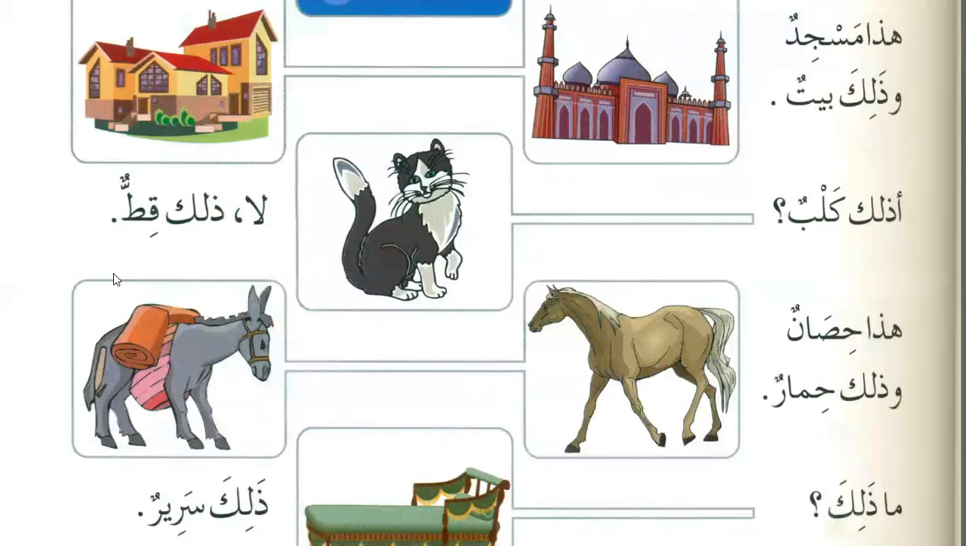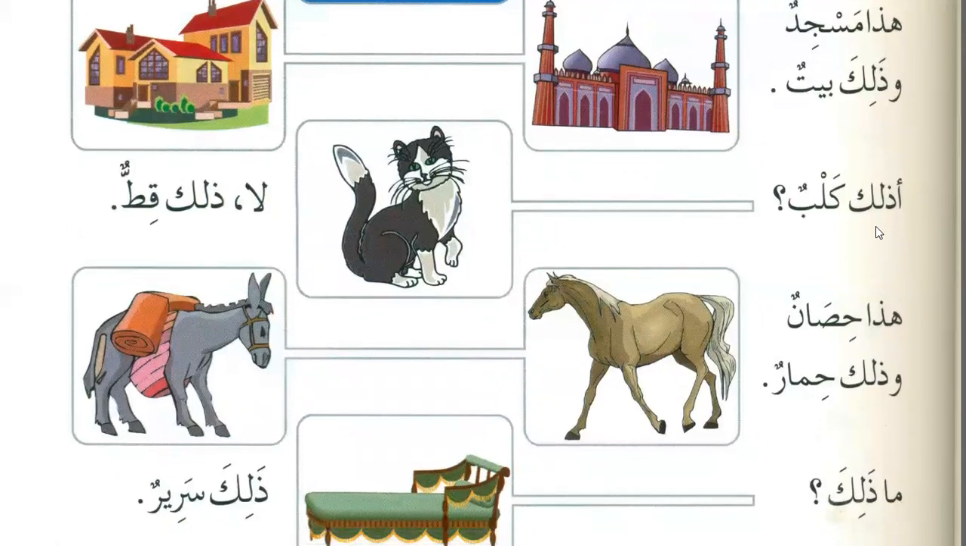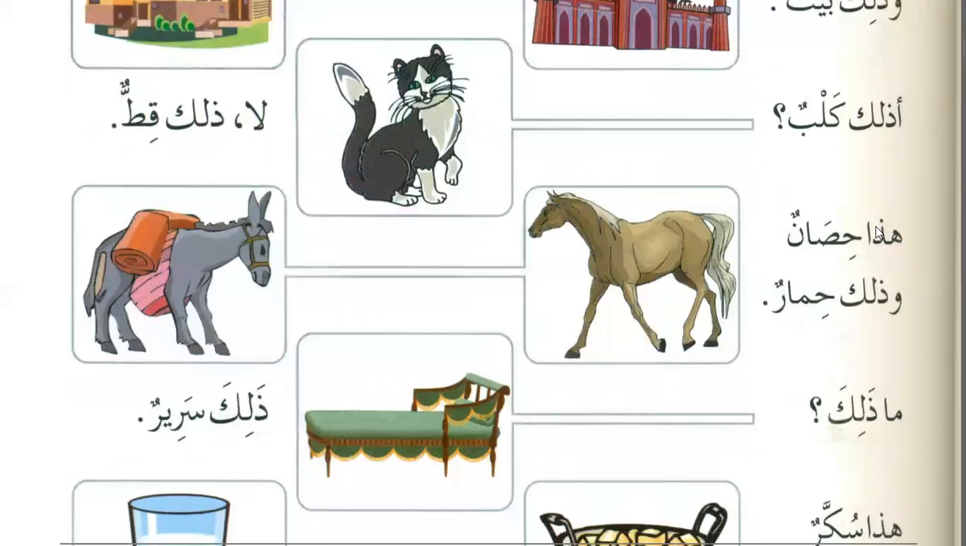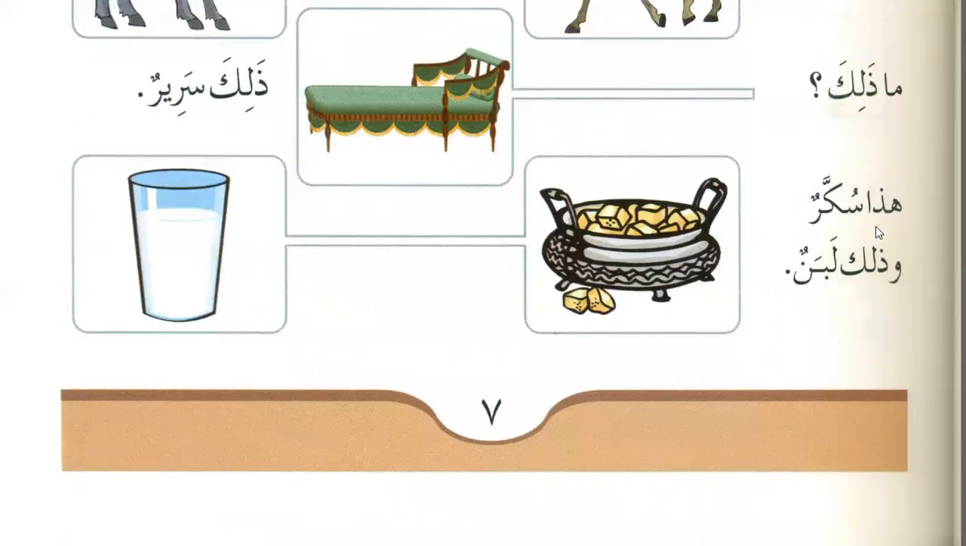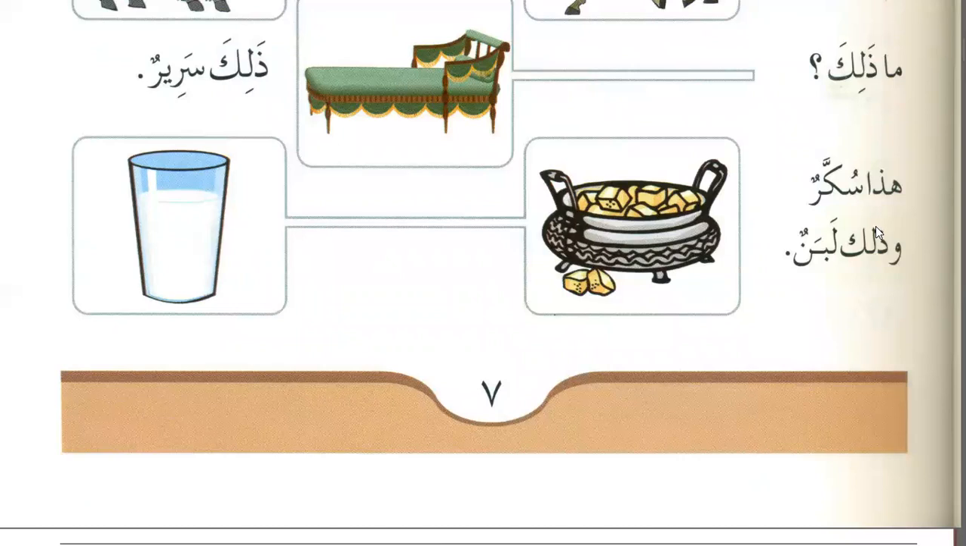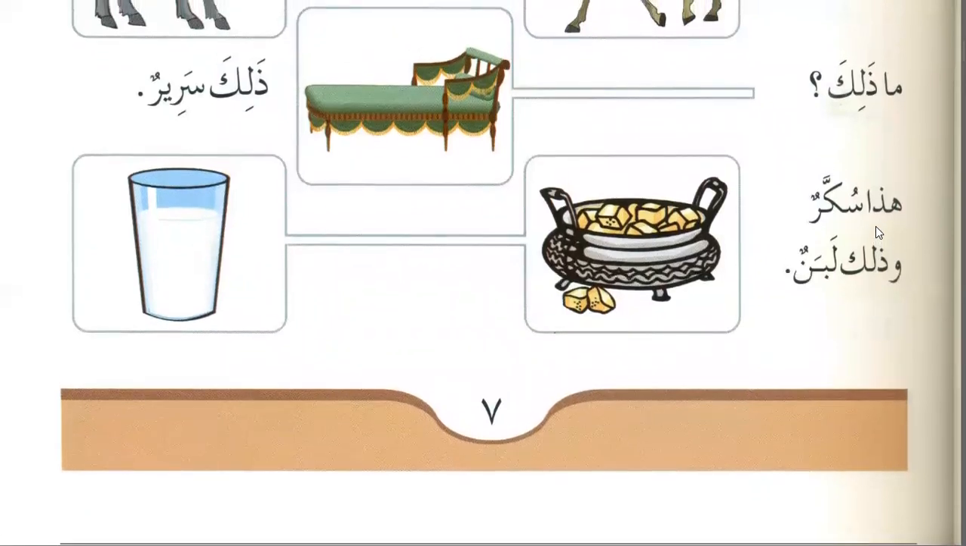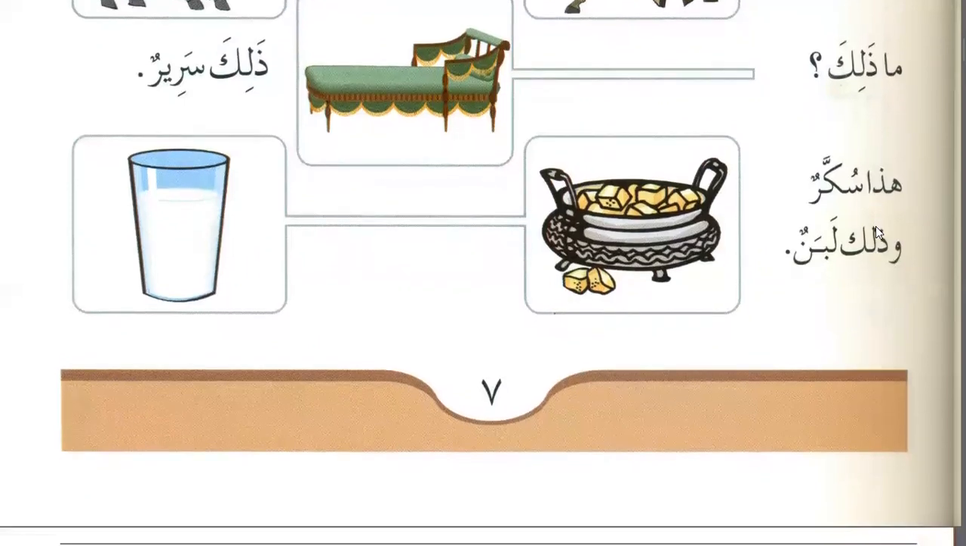Azalika kalbun? Is that a dog? Naam. La, zalika kittun. No, that is a cat. Haza hisanun wa zalika himarun. This is a horse and that is a donkey. Ma zalika? What is that? Zalika sarirun. That is a bed. Haza sukarun wa zalika labanun. This is sugar and that is milk.